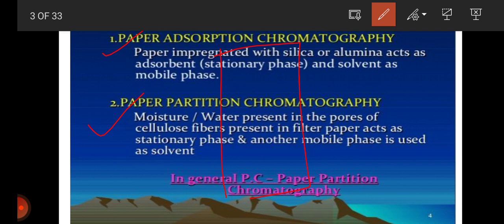It's not mandatory that you always have to take rectangular paper. There are some techniques in which we are going to take circular shaped paper also, which we will discuss later in further classes. So here you can see we have to take one filter paper. This filter paper we will call Whatman filter paper.